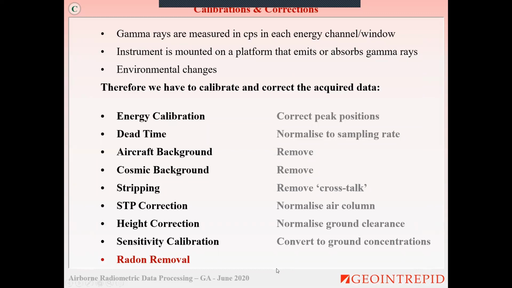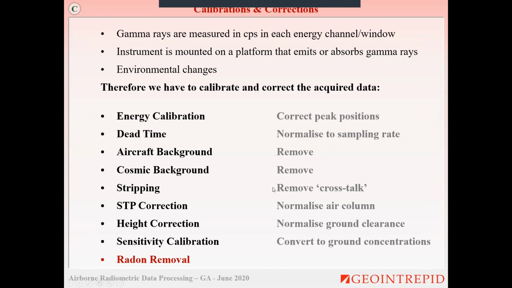The first thing is energy calibration. And energy calibration basically stands for the shift, or with energy calibration, we want to shift the measured peaks where they occur in the instrument to the theoretical peak position. There's dead time correction, dead time or lifetime correction. We normalize to the nominal sampling rate. We have to remove aircraft and cosmic background.